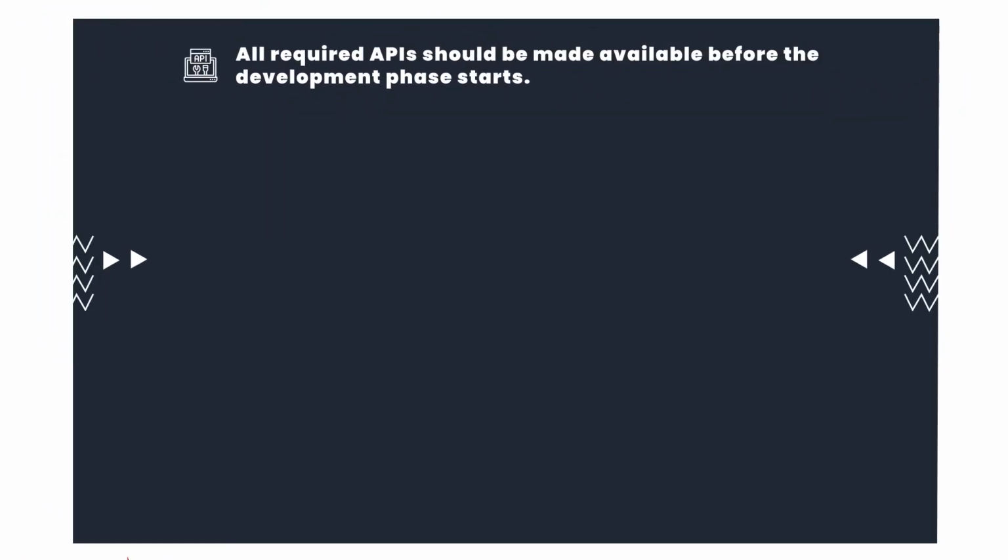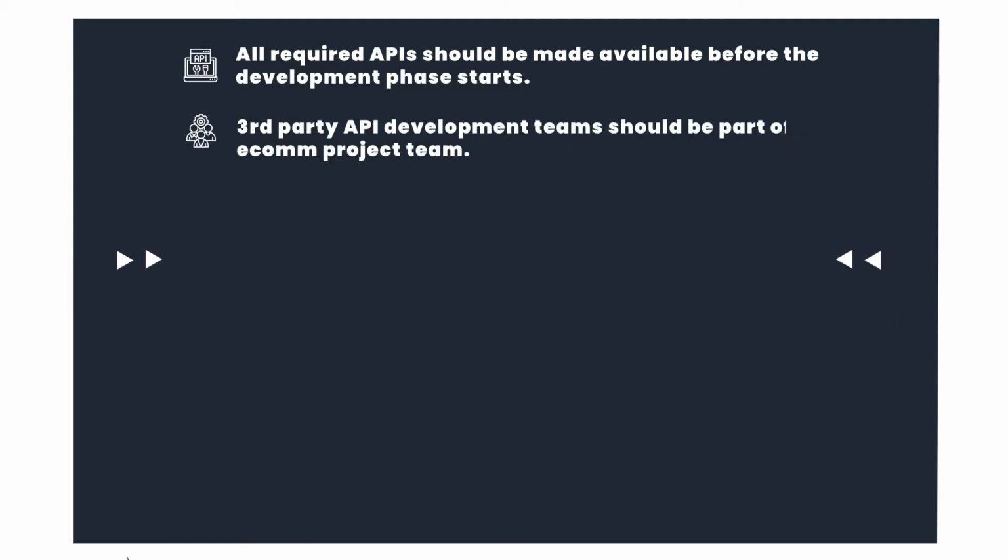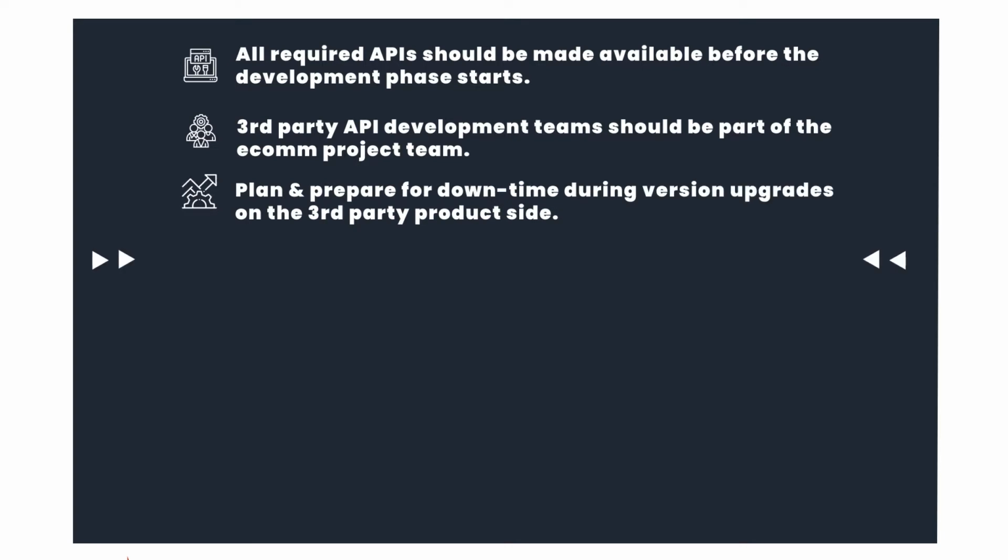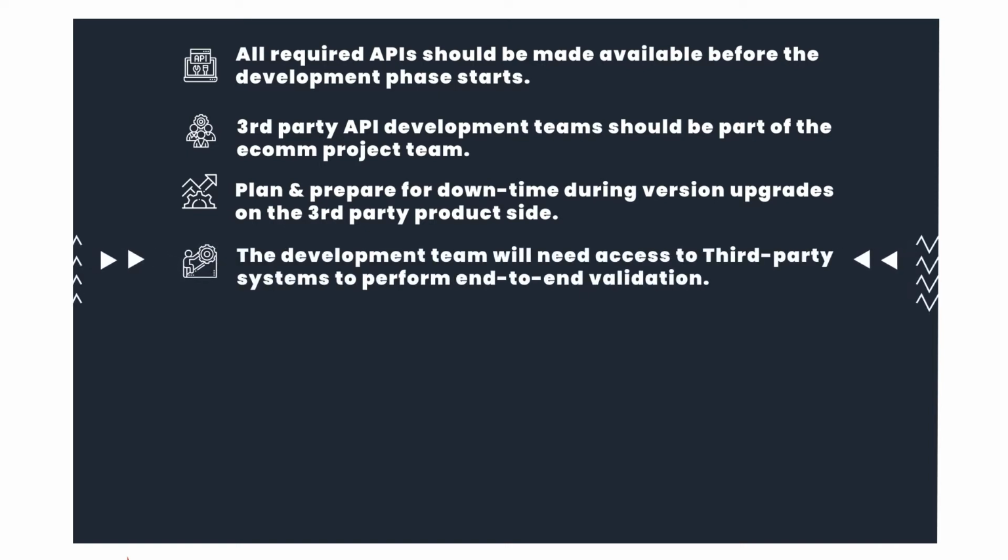All required APIs should be identified and made available to the development team before development starts. Third-party API development teams should be part of the core e-commerce project team and be considered when defining milestones or communicating across teams. You need to plan and be prepared for downtime for version upgrades on the product side of these third parties. The e-commerce development team will need at the very least read-only access to these third-party systems so that they can perform end-to-end validation.